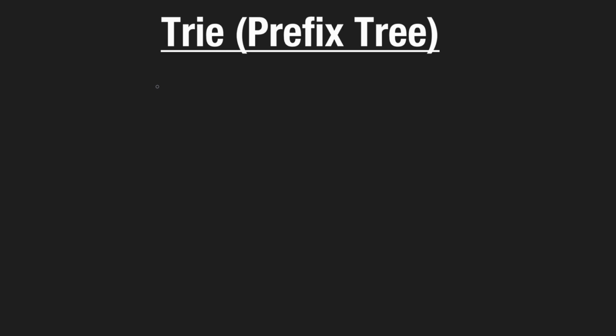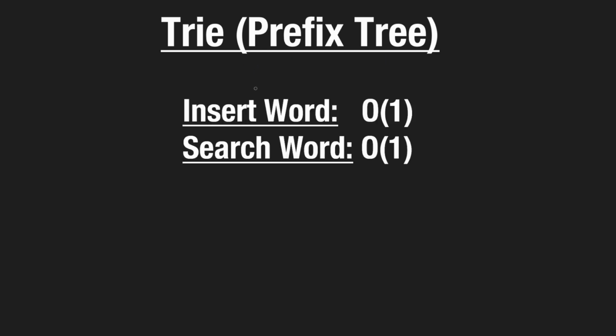Next, let's talk about a different kind of tree structure. It's called a trie. Another name for it, and probably the better name for it, is prefix tree. The goal of a prefix tree is to be able to insert words in constant time. By word, I mean a string of characters. That's usually what tries are used for, strings of characters, usually not integers and other types of values.